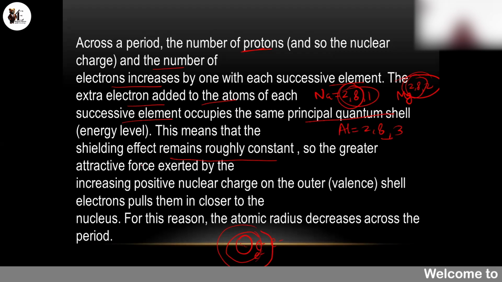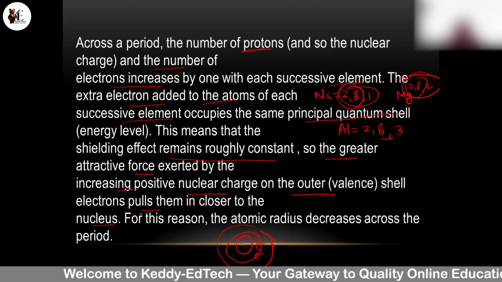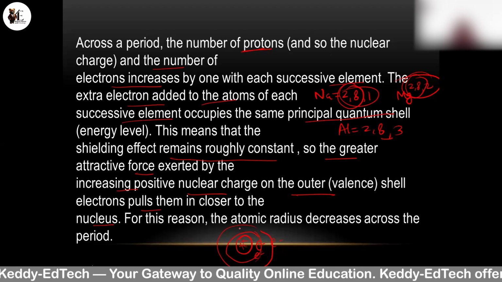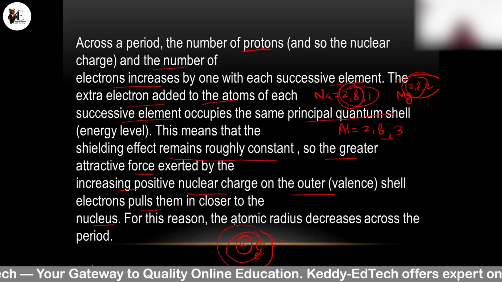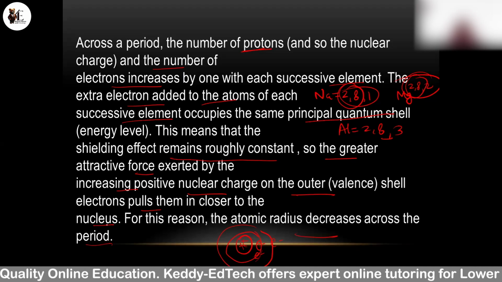The greater attractive force exerted by the increasing positive nuclear charge on the outer valence electrons pulls them in closer to the nucleus. So the reason is basically the increasing positive nuclear charge. As the nuclear charge increases, it pulls the outer electrons closer towards it. For this reason, atomic radius decreases across the period. Write it down.